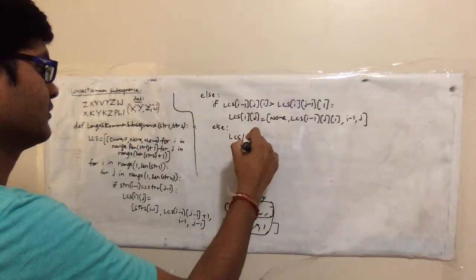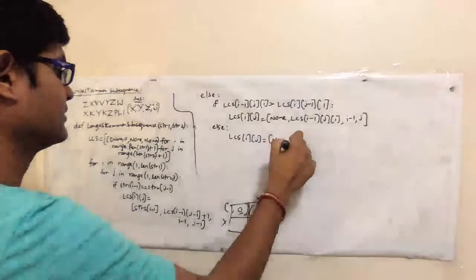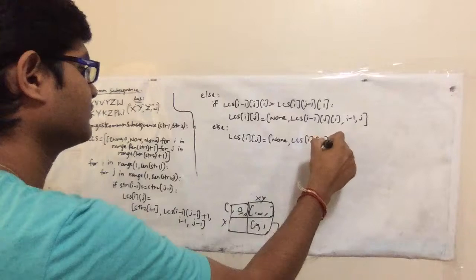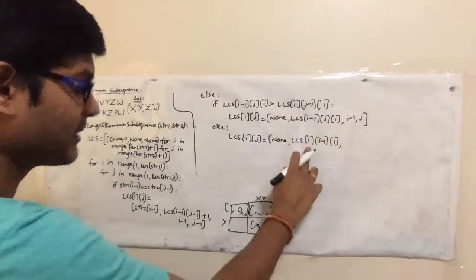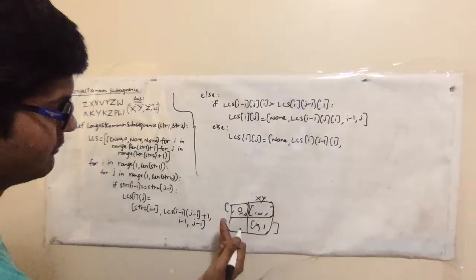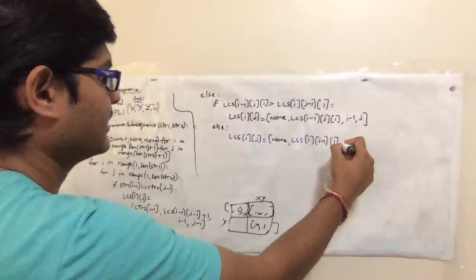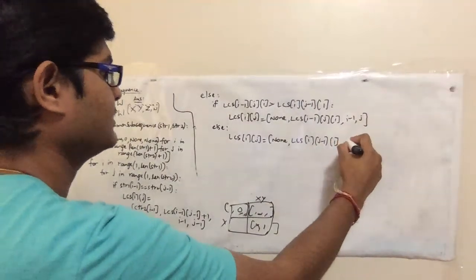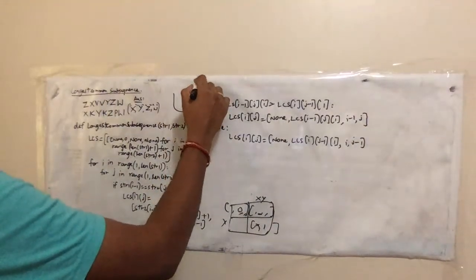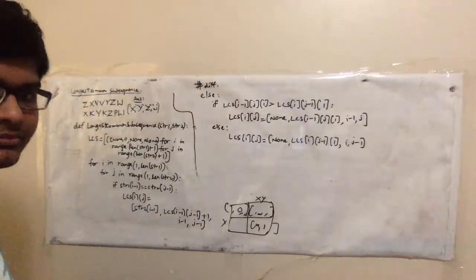So LCS of i, j is still none, and LCS of i, j minus 1, in the same row, i is the same row, but we are shifting to the right, to the previous column, and the indices would be similar to this, i, j minus 1. So this is the case when the characters are different. Okay.